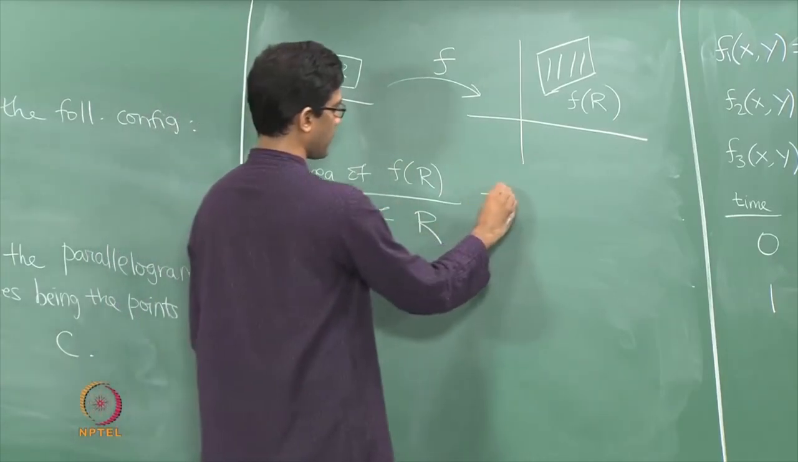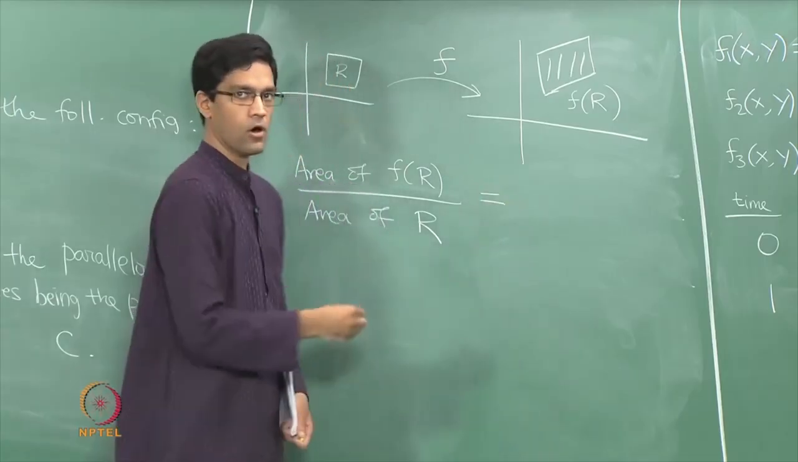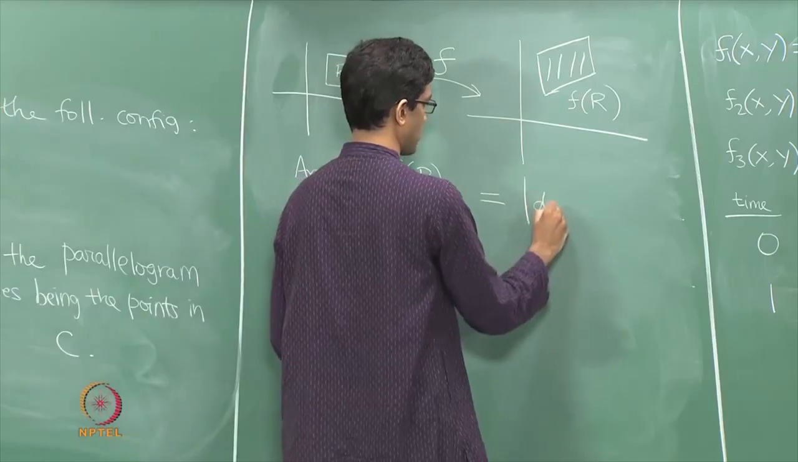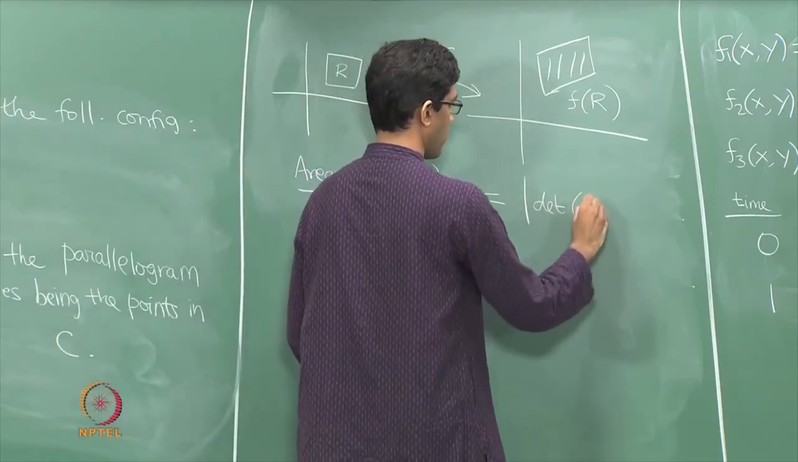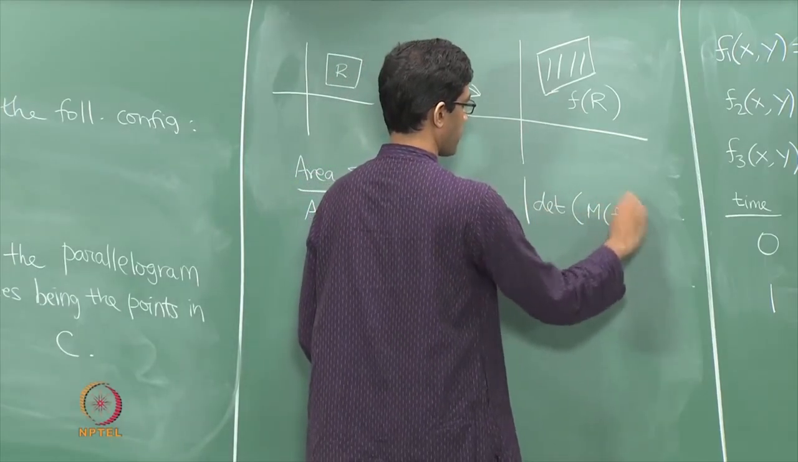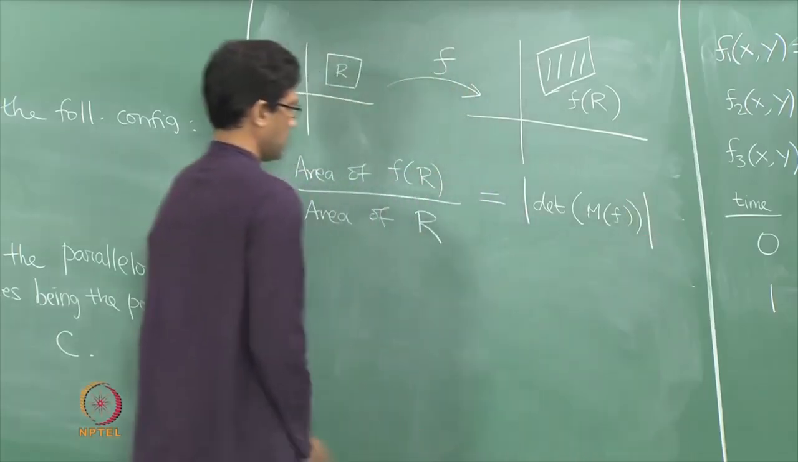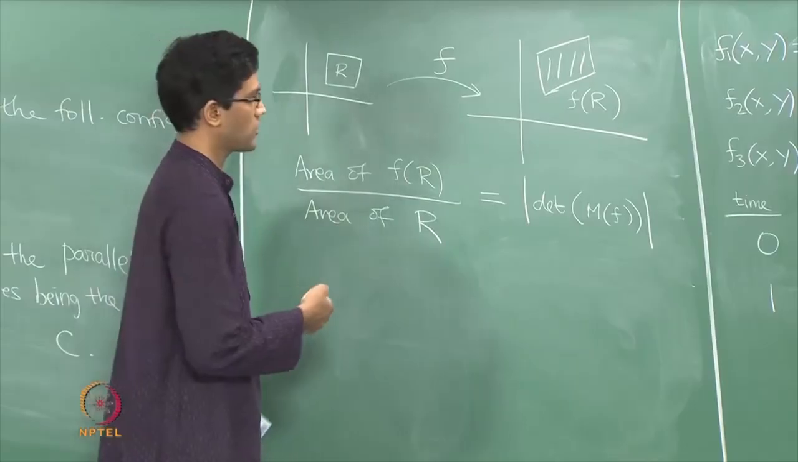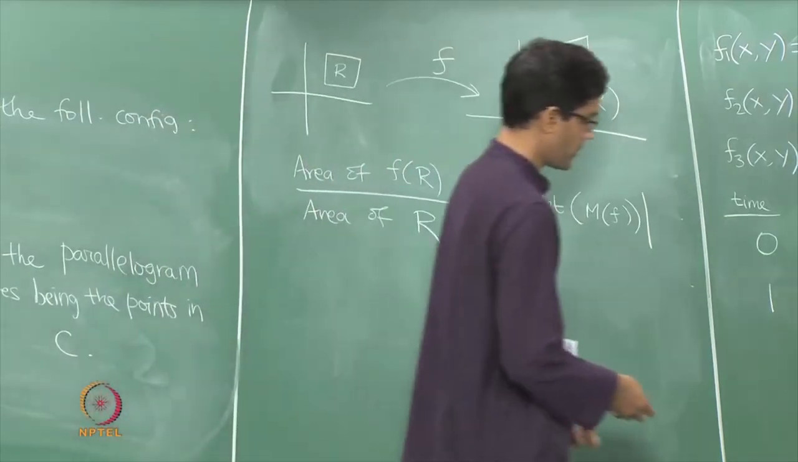Can be simply computed by just taking the determinant of the matrix representation of F. So this we said is just the absolute value of the determinant of the matrix encoding of F. Okay. So this is the area dilation that the transformation F induces. So let's do it in each of these cases.